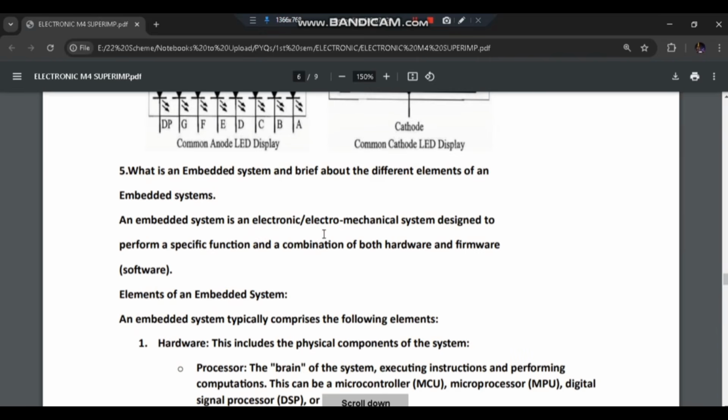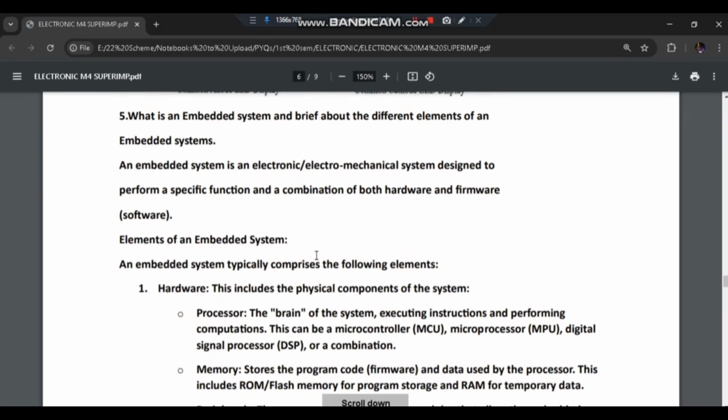Next is: what is an embedded system, and explain briefly the different elements of an embedded system. We just discussed what an embedded system is in the first question. It is an electronic or electromechanical system designed to perform a specific function, and a combination of both hardware and firmware software.